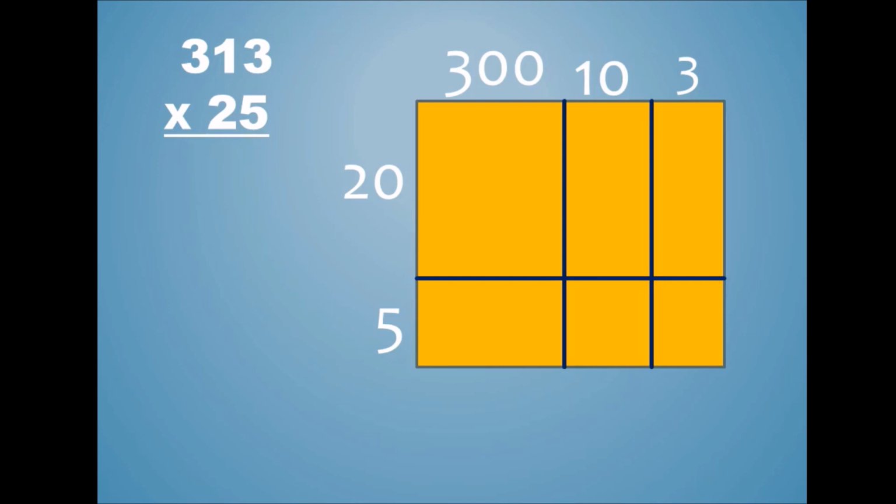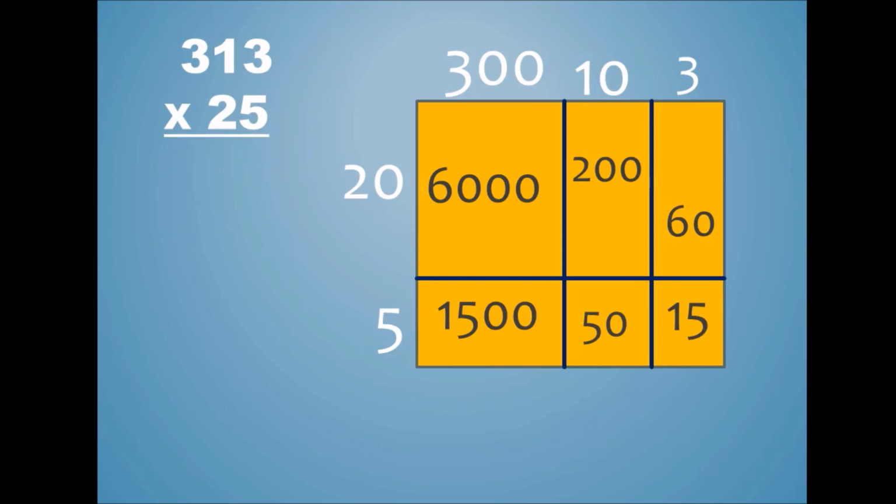Okay, so let's check your answer. So we have 20 times 300, which is then 6,000. We have 20 times 10, which is 200, and 20 times 3, which is 60. So that's the first row right there for the tens. Now let's do the 5. So 5 times 300 gives us 1,500. 5 times 10 gives us 50, and 5 times 3 gives us 15.